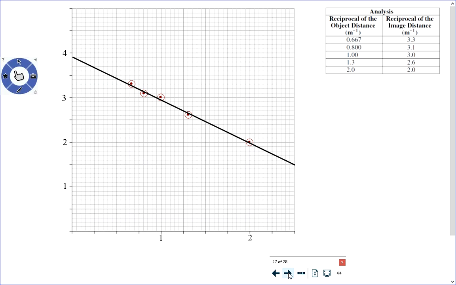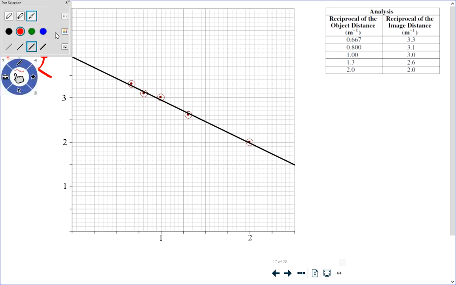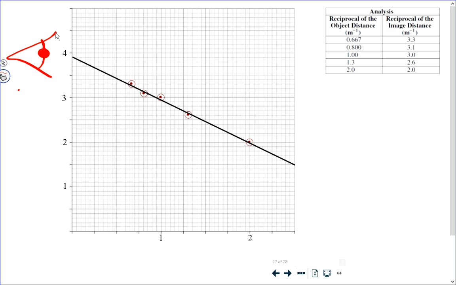So literally what you're going to be doing here is you're going to eyeball the graph and read the y-intercept. Now I'm looking at that and I'm thinking that the y-intercept is a little bit more than 3.9, but not much. So I would say that the y-intercept of my graph is 3.91, and it has units of meters to the negative 1, because those are the units that would be labeled on your axis.